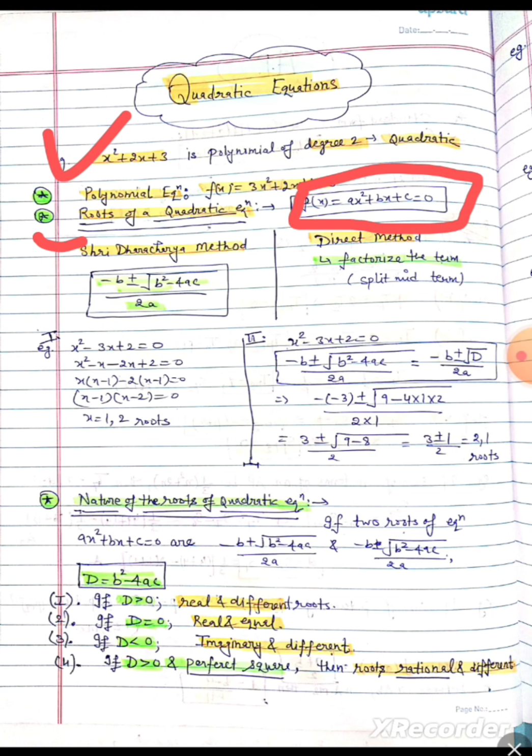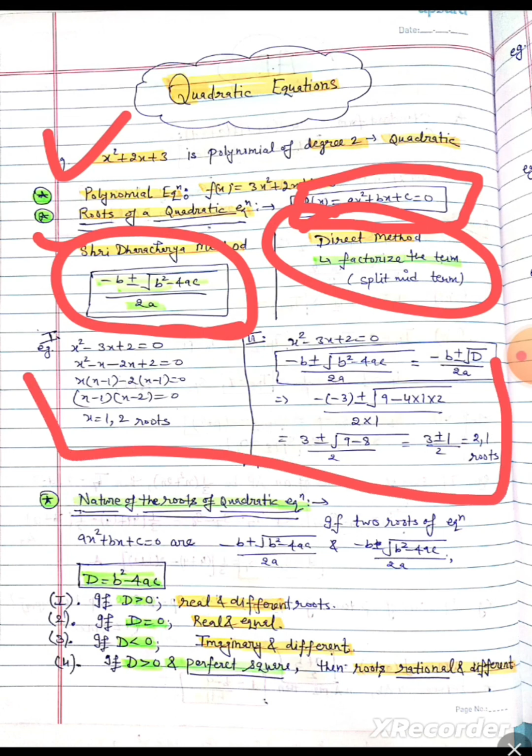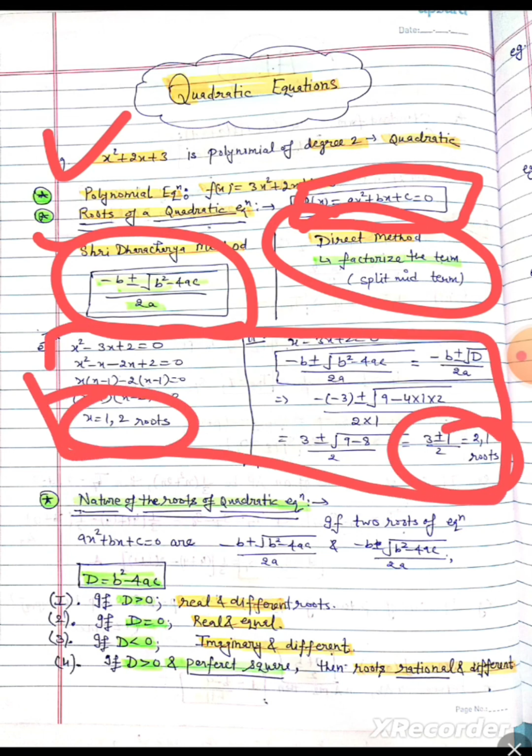Now two methods we will discuss here. One method is the Sridharacharya method, which is minus b plus minus under root of b square minus 4ac by 2a, and one is the direct method in which you split the mid term and factorize the term. Now you have seen that the answer is the same in both the cases.